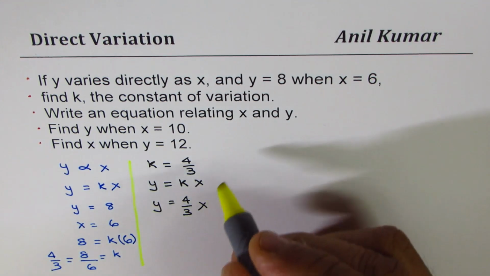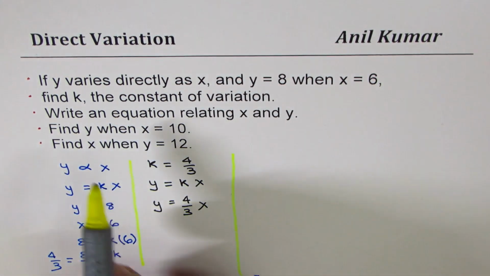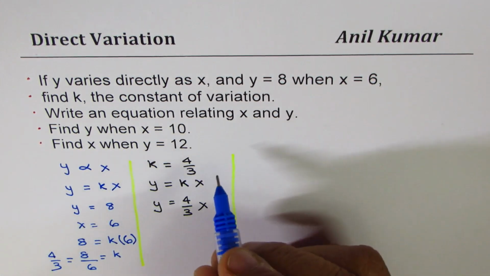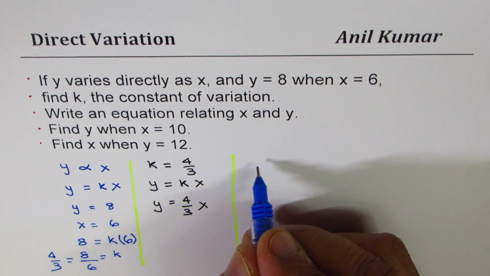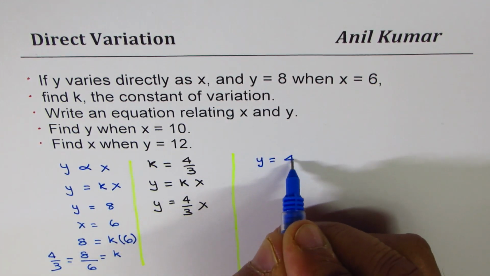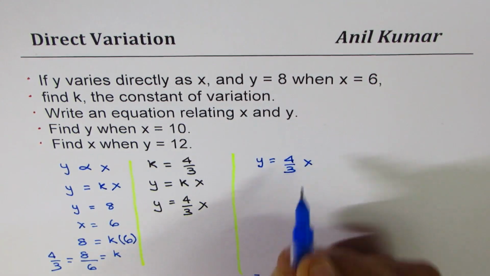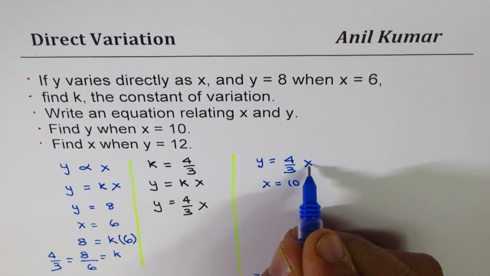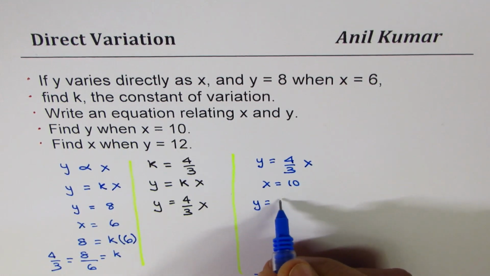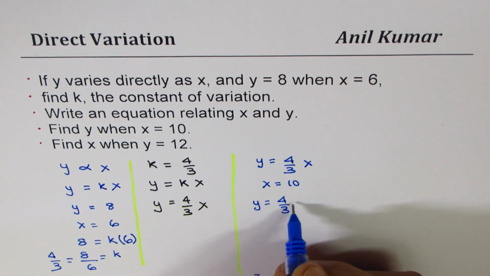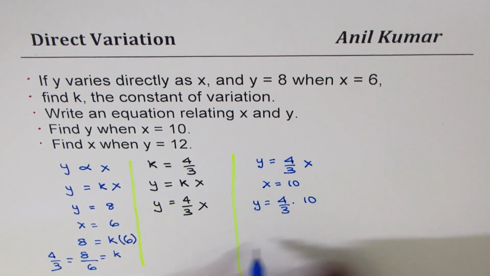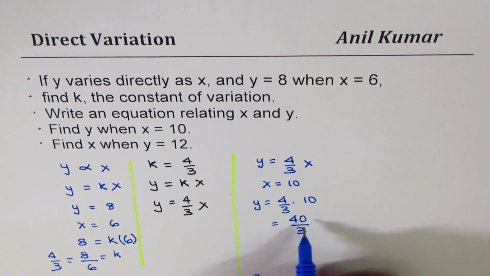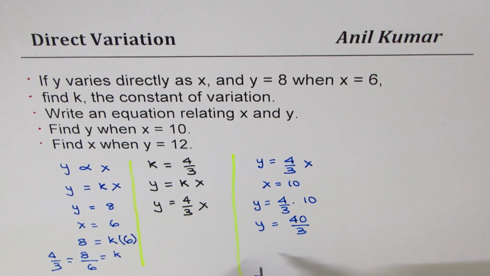Now let's look into the next part, which is find y when x is 10. We'll work with the equation which is y equals 4 over 3 x. X is equal to 10. So substitute 10 for x. Y equals 4 over 3 times 10. So that makes it 40 divided by 3, right? So that is the value of y.